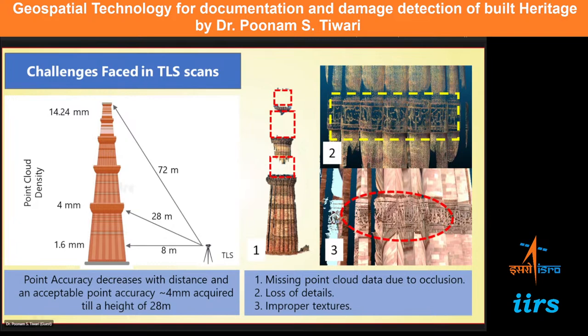Here, in image number 1, you can see this is when we have integrated all our terrestrial laser scanner scans. For the lower area, for the first level of the minar, we are getting very high point density, but as we move ahead, the point density decreases. Naturally the details are lost. You can see the details are lost, and even the textures that we get are not proper. So with such a data set, we won't be able to complete our objective.